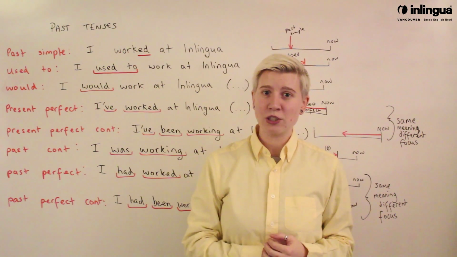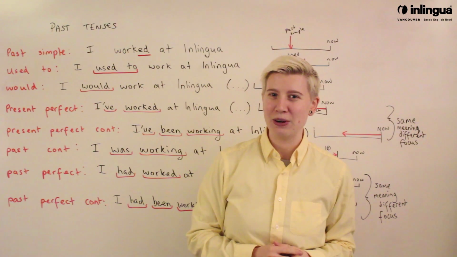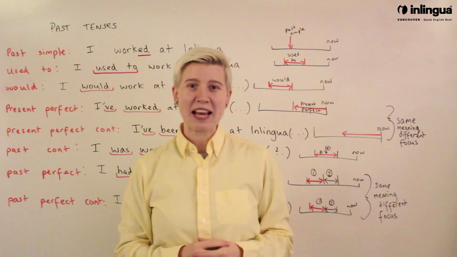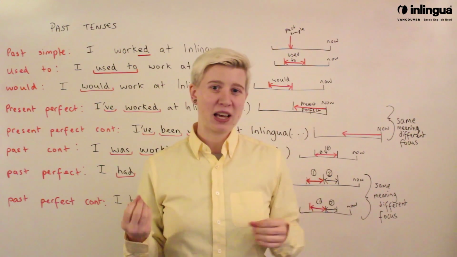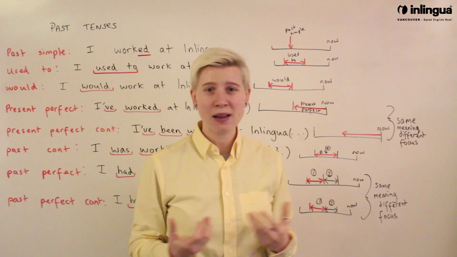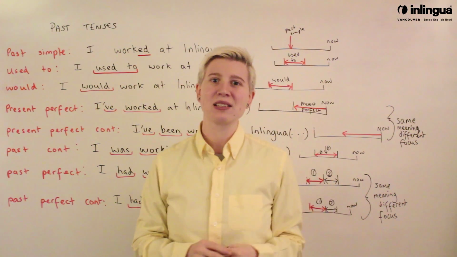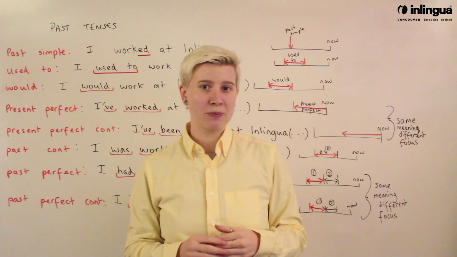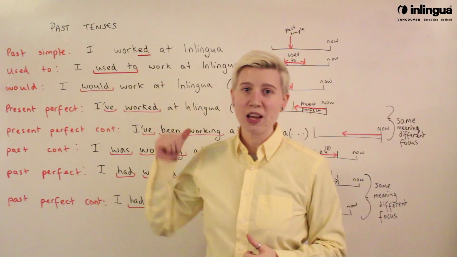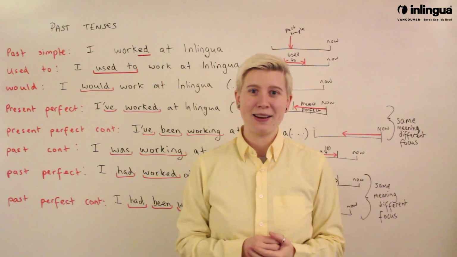The second one we're going to look at is used to. When do we use used to? That's right, for routine or regular occurrence in the past. So if something was a habit, something you did every day, every week, for example, we can use used to instead of the past simple. We look up here. Used to. It's a regular situation. I used to work at Inlingua every day.